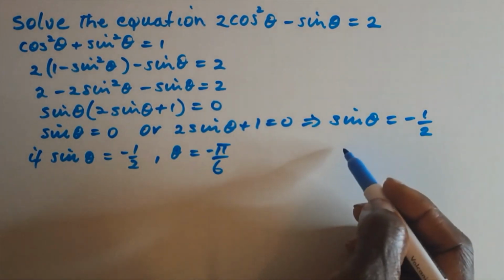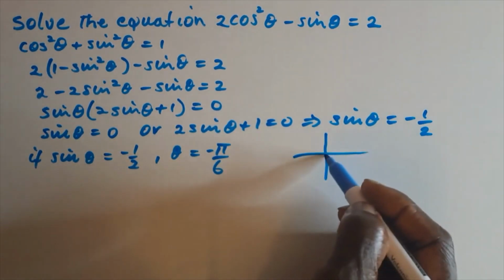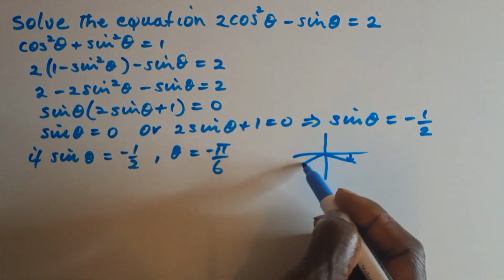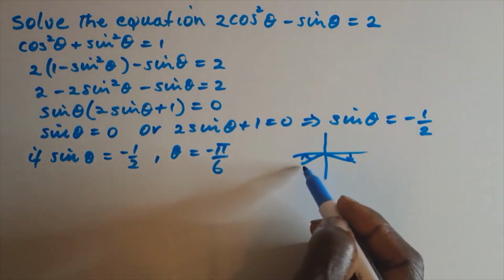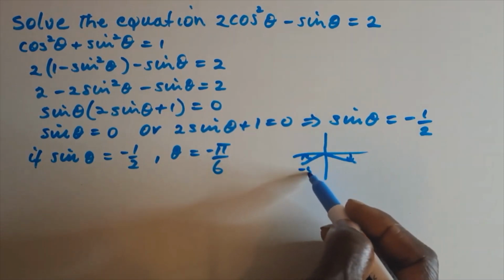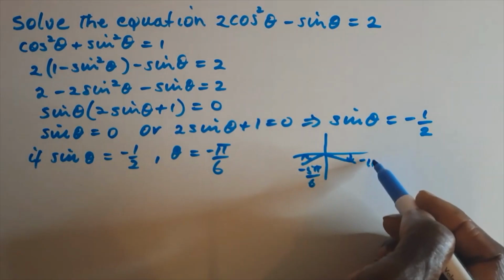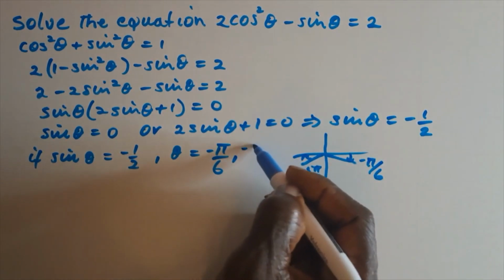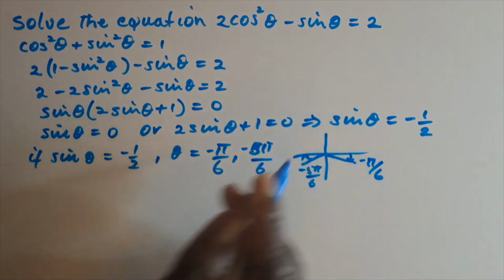But we also have another solution. If you look at our quadrant diagram, we're measuring that clockwise. We also have this angle here measured clockwise. This is minus 5 pi over 6, and this is pi over 6. So another solution here is minus 5 pi over 6.